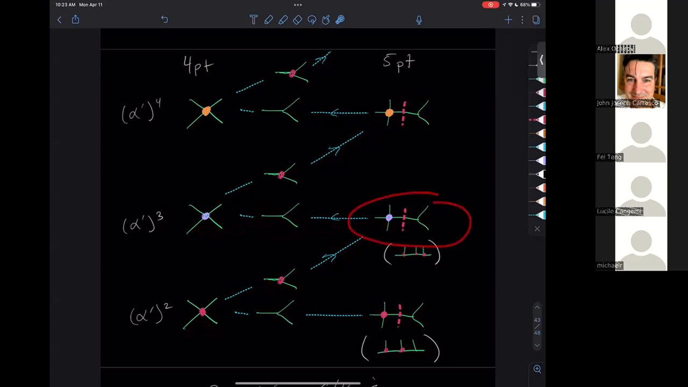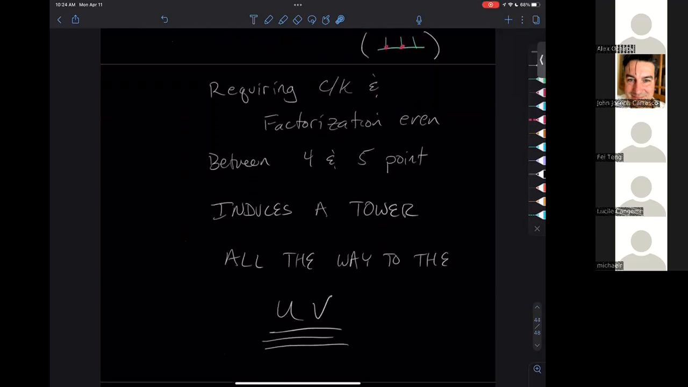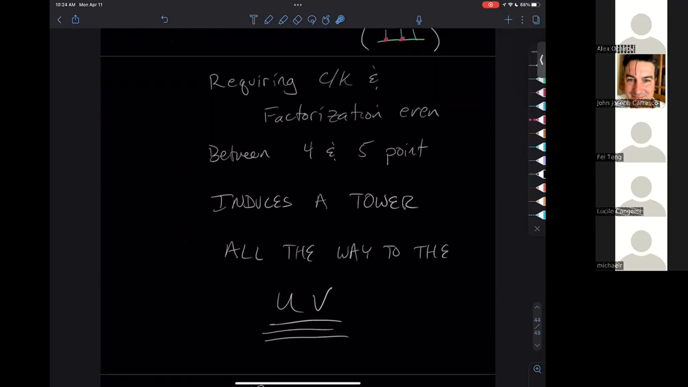Now, it could have been in a magical world that's different from ours that 5 points was sufficiently flexible to never require this counter term to show up, but that's not the way the world works. This absolutely requires the presence of this counter term, at which point we're forced to consider this contribution of 5 points at alpha prime to the four. And the only way for this to be colored dual is if it factorizes and also includes an alpha prime to the four. And so this ladder just keeps climbing and climbing and climbing. Requiring color kinematics and factorization even between 4 and 5 point induces a tower all the way to the ultraviolet.